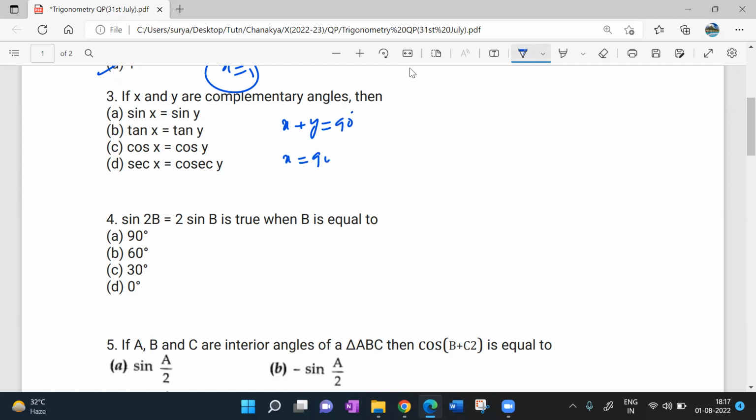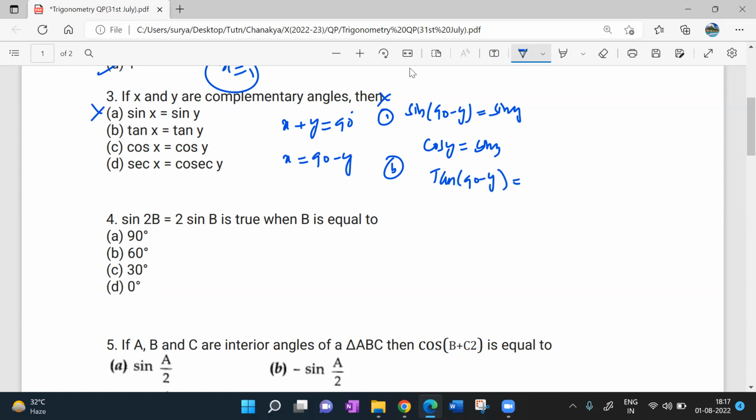So x is equal to 90 minus y. Let us discuss the first option. Sin x is equal to sin y. How come it is possible? Look at it, I'll tell you. Sin x, in place of x I'm substituting 90 minus y. Sin 90 minus y is cos y actually, not equal to sin y. But option A has given sin x is equal to sin y, not possible. Option A deleted. Option B is what? Tan x, x is 90 minus y. Tan 90 minus y is cot y. Option B is also deleted.